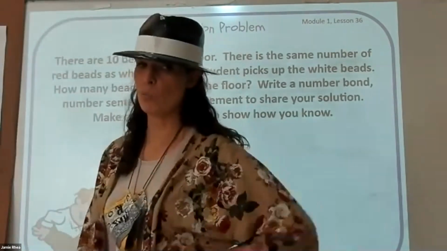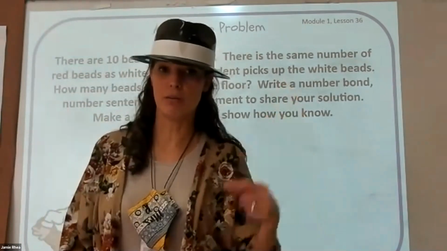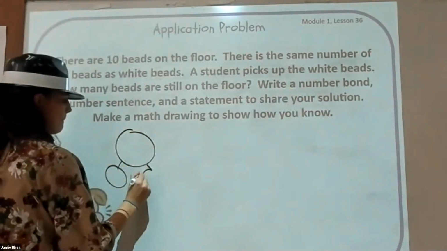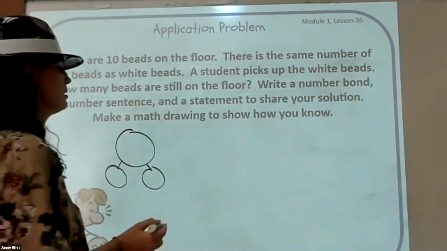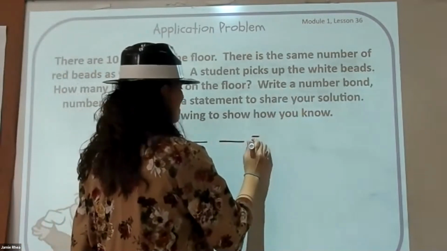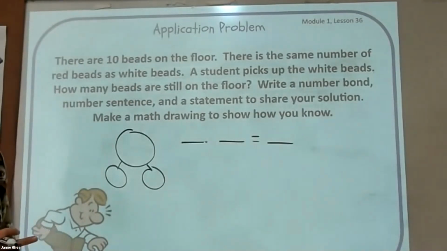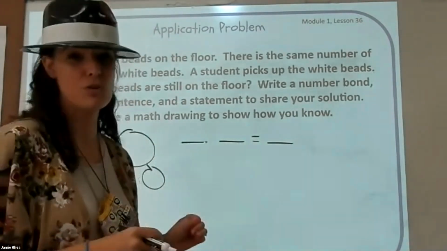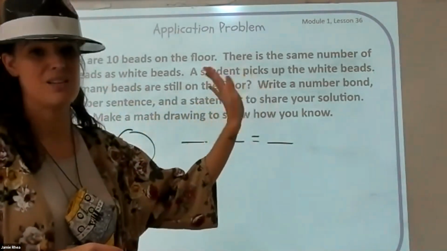Okay. What do we have to do? I have to write a number bond. What else do I have to do? I have to write a number sentence. Do we know if it's add or subtract yet? No, so I'm going to leave that part blank. Okay. I have to do a statement to share my solution. And I have to make a math drawing. Now, the statement I can do at the end, because remember, our statement answers our question. Our question is, how many beads are still on the floor? Okay, so I'm going to wait till the end.